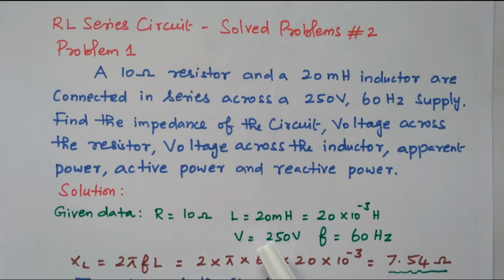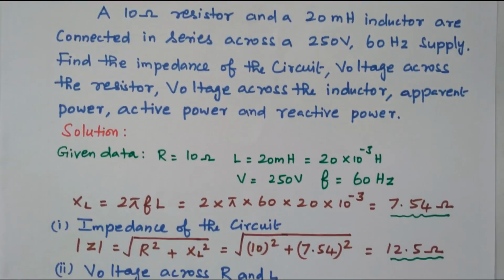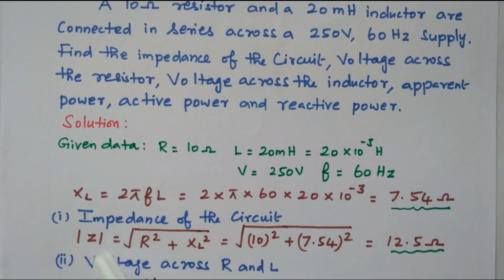So based on the given data, R value is 10 ohm. Inductor L equal to 20 millihenry, that is 20 into 10 to the power minus 3 Henry. The voltage is 250 volt, the frequency is 60 Hz. First we will find the inductive reactance, then we will go to the other parameters. The inductive reactance XL equal to 2 pi F into L. So 2 into pi into F, which is 60, and L is 20 into 10 to the power minus 3. By simplifying this we got 7.54 ohm.